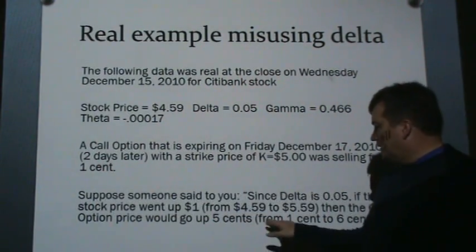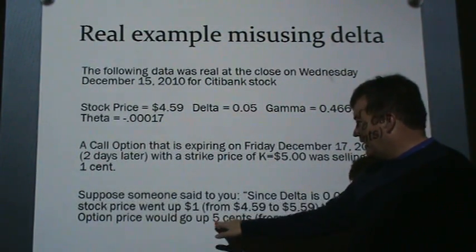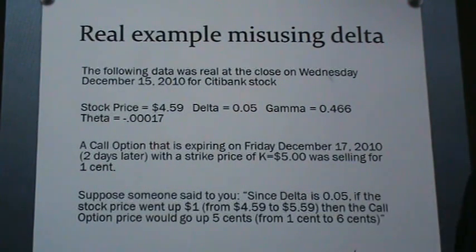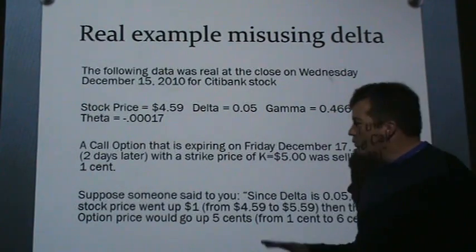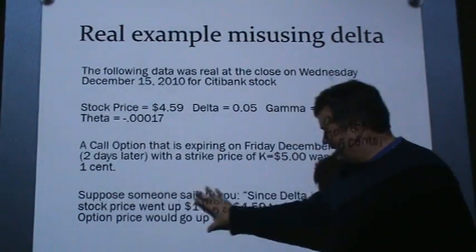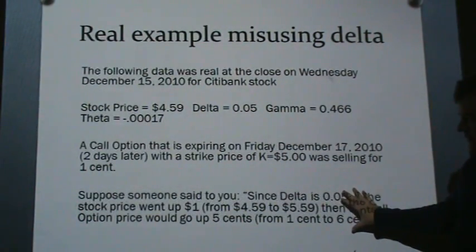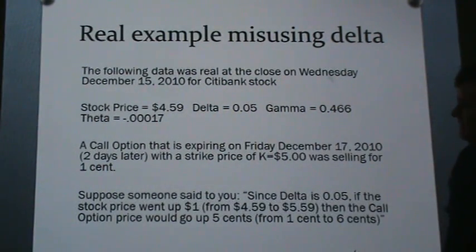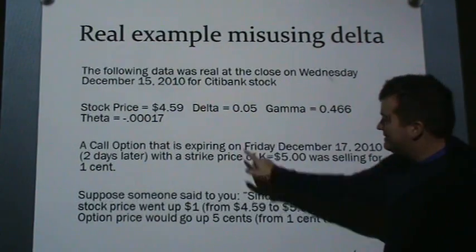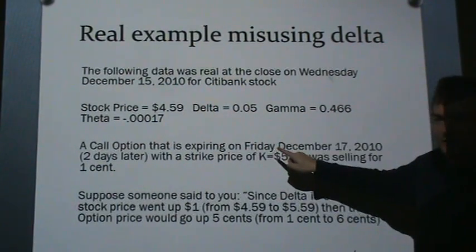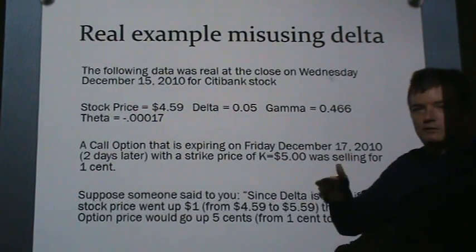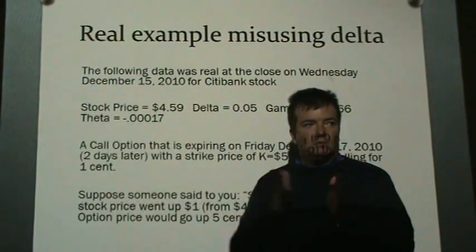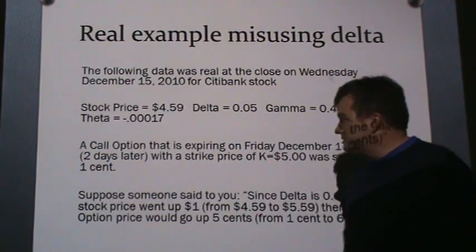But he's saying, I'm waiting for this to happen so I can buy the options at 6 cents and then cash them in for at least 59 cents. And the reason why this statement is not true, even though delta claims it is true, is because this delta of 0.05 is only valid for a small range. It's not valid for a range like $1. It's only valid for a small change in price.